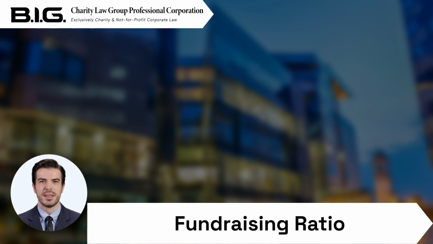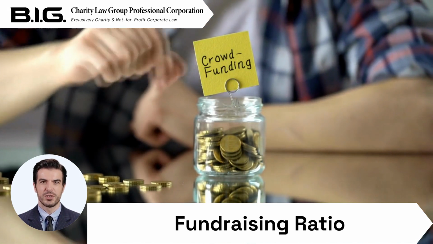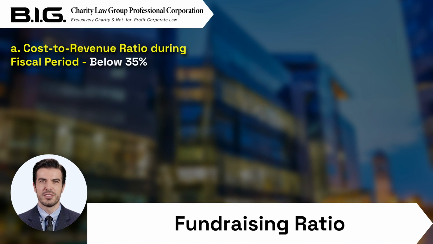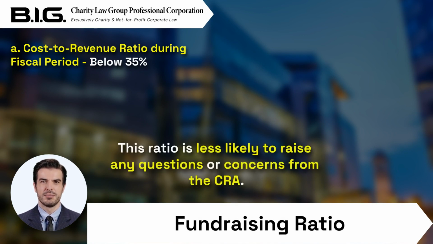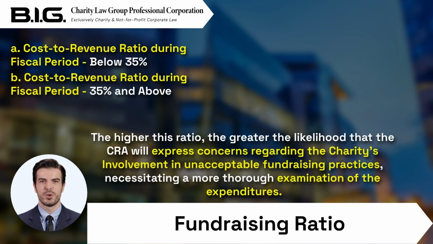Fundraising ratio. In addition to the fundraising ratio, the CRA considers various factors when evaluating a charity's fundraising effectiveness. A. Cost-to-revenue ratio during fiscal period, below 35%. This ratio is less likely to raise any questions or concerns from the CRA. B. Cost-to-revenue ratio during fiscal period 35% and above. The higher this ratio, the greater the likelihood that the CRA will express concerns regarding the charity's involvement in unacceptable fundraising practices, necessitating a more thorough examination of the expenditures.